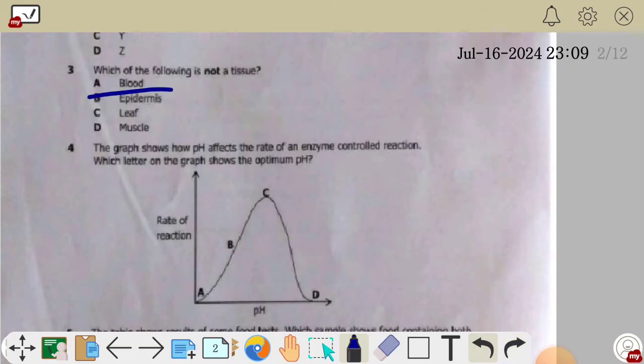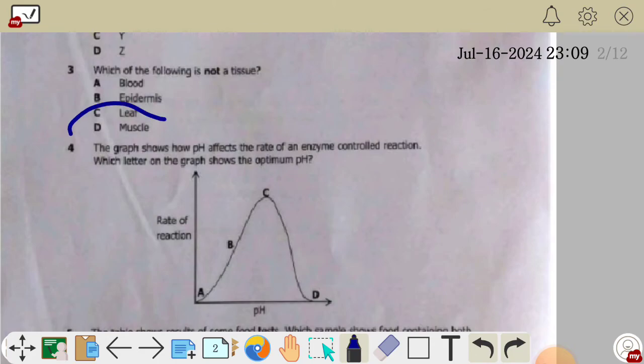So in blood, we have similar cells, blood cells, performing a function. In epidermis, we have epithelial cells, which are similar cells. In a muscle, you're going to find muscle cells. But in a leaf, we have different types of cells working together. So C is not a tissue.